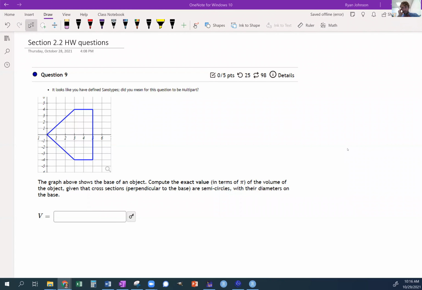Hello, class. This is going to be about how to do question 9, since there's several questions similar to it. And so what we're going to do is we have this picture. Looks a little bit like a home base from a baseball or softball game. And the graph above shows the base of an object. Find the exact value in terms of pi of the volume of the object, given that the cross sections perpendicular to the base are semicircles with their diameters on the base.